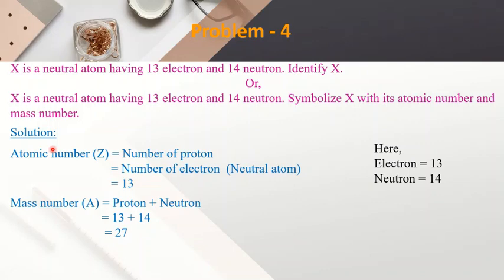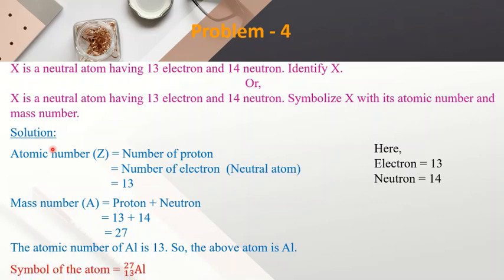Now X is an atom which has atomic number 13. Which atom has atomic number 13? It is aluminium. So the above element X is aluminium. And how will we symbolize it? By using its atomic number on the left side as subscript and mass number on the left side as superscript. So the symbol of atom X, that is aluminium, is like this.